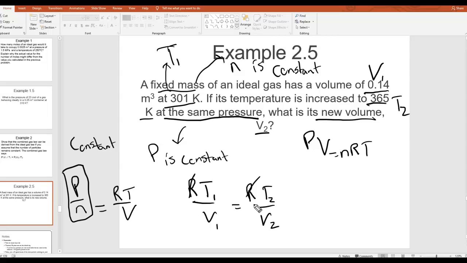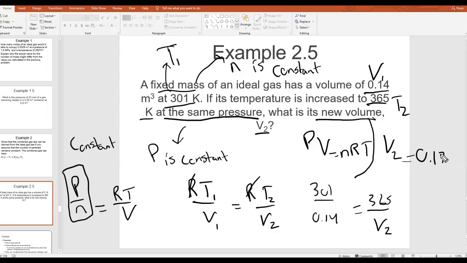And so here, we get one of those gas laws we talked about before. From this point on, it's very easy to solve this problem because we have T1, it's 301. We have V1, that's 0.14. We have T2, it's 365. And so we can easily solve for V2 just using some basic math. I'm just going to type that into my calculator after I rearrange this. And so that's how you would derive the other gas laws from this one. So we get a volume of 0.177 cubic meters as our new volume.